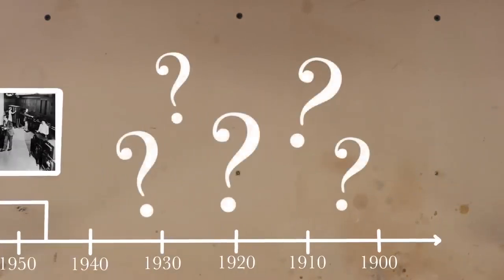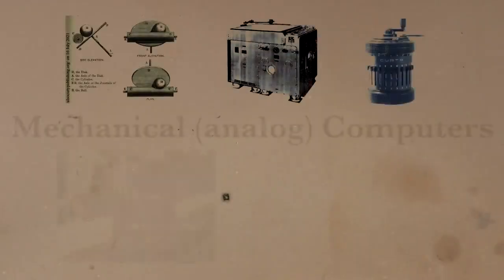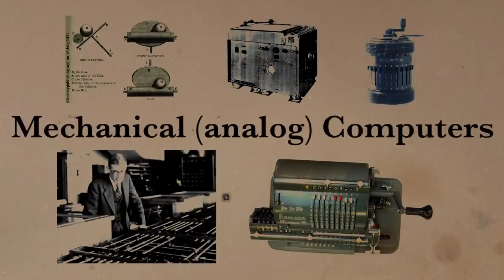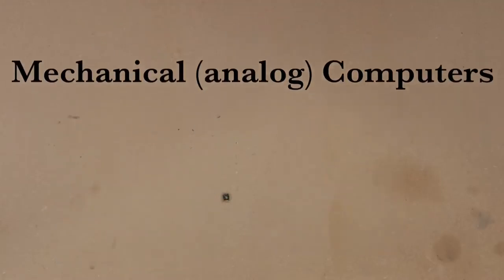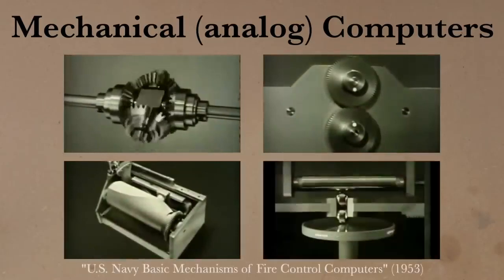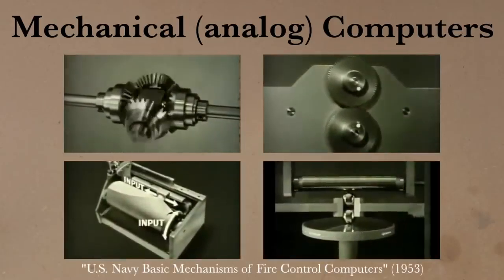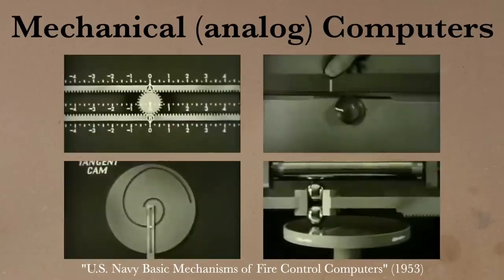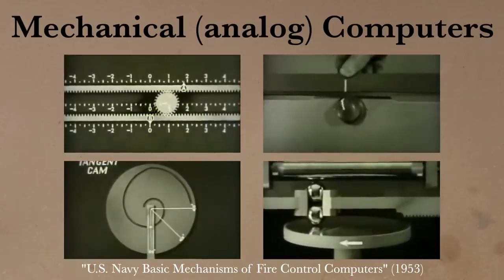Well, starting in the late 1800s and even as late as the 1970s, engineers were building mechanical analog computers to solve complex equations with unparalleled speed and accuracy. These mechanical computers utilized a host of mechanisms to add, multiply, divide, and even integrate functions based on physical inputs, such as the rotation of a rod or the position of a knob.